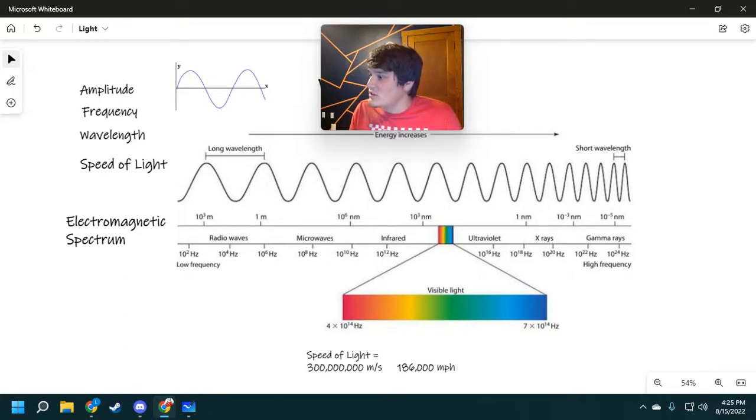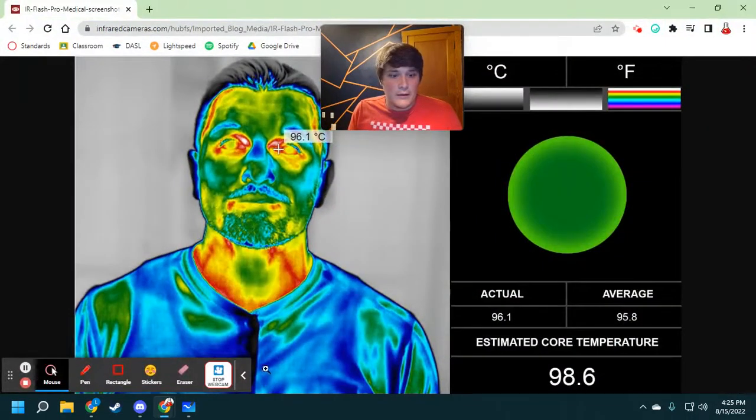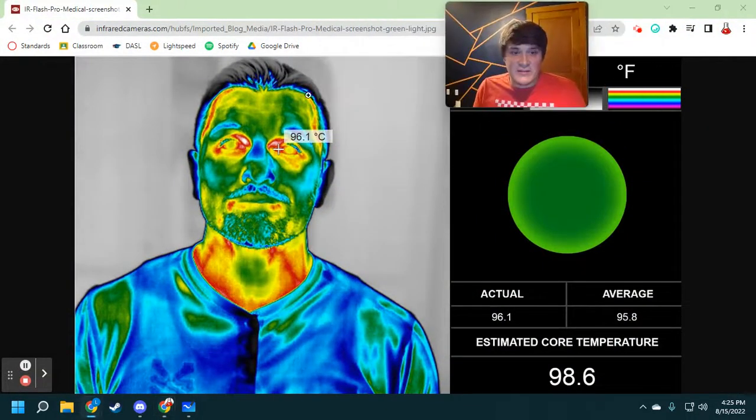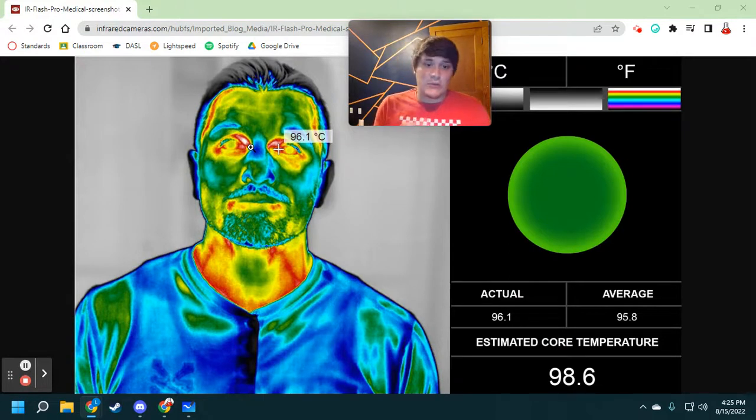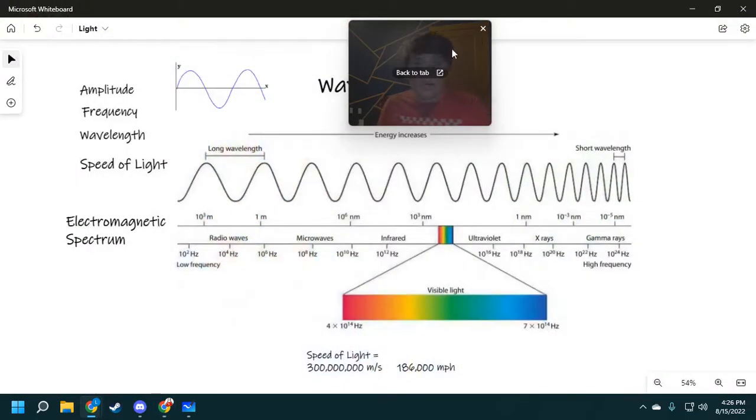Obviously, you don't see real life like this, but this is a camera that is taking an image looking at infrared radiation. It's looking at an infrared wavelength instead of just visual light. If this were visual light, we'd just see the guy's regular skin and his regular eye colors and his mustache. But this is a camera specifically looking at the infrared radiation coming off of this guy. This is his heat.